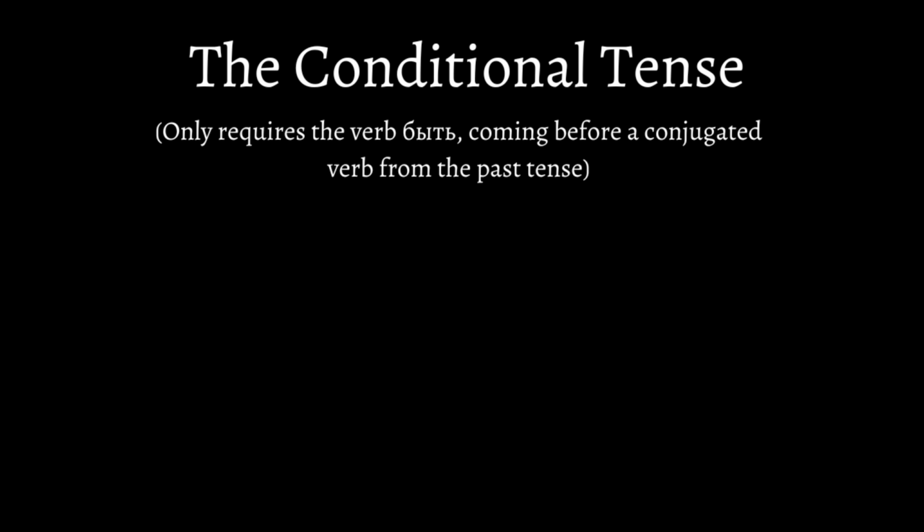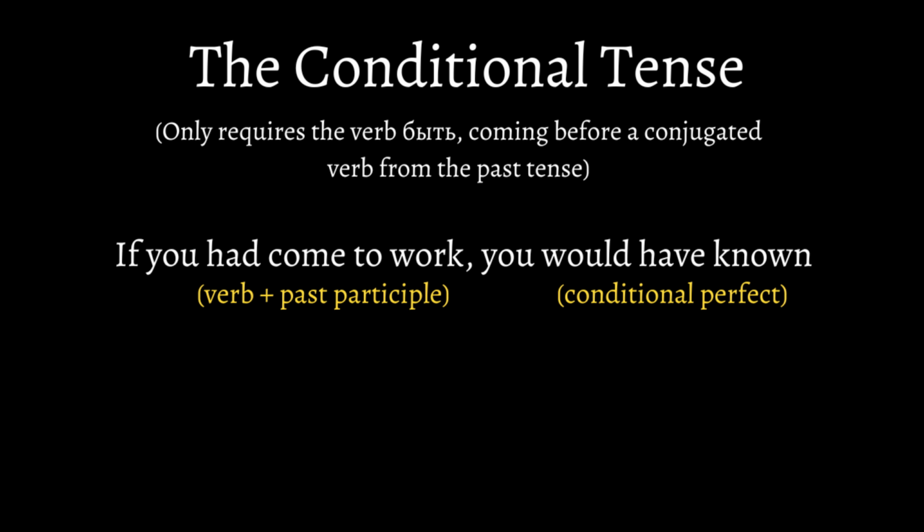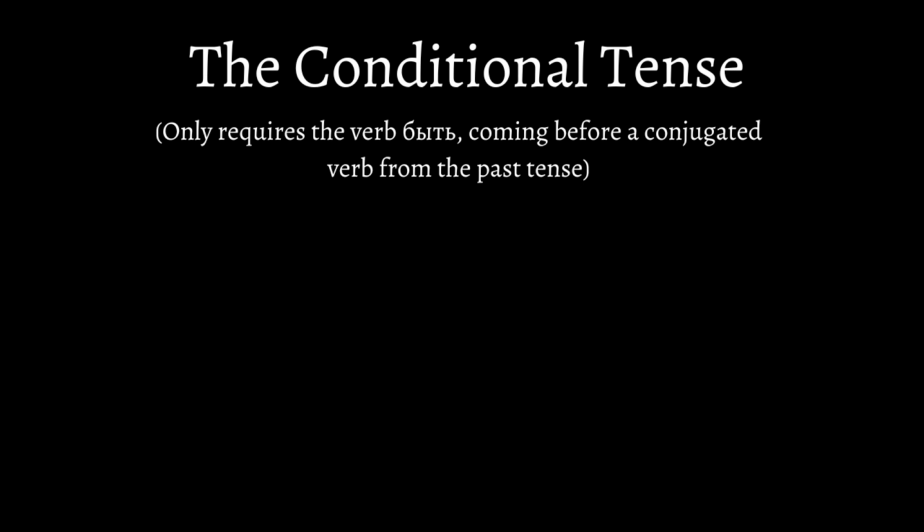This construction corresponds to how the conditional is formed in English, which uses verbs and past participles in sentences like, if you had come to work, you would have known. The conditional in Russian forms phrases like this because it's very easy to tell the difference between events that simply happened and events that would happen. First, we need a simple conjugation of the verb быть, which would act as the word would in English.